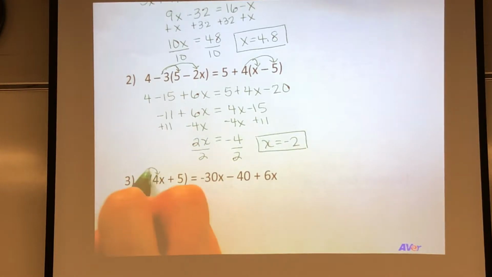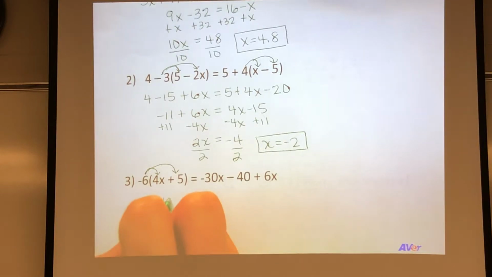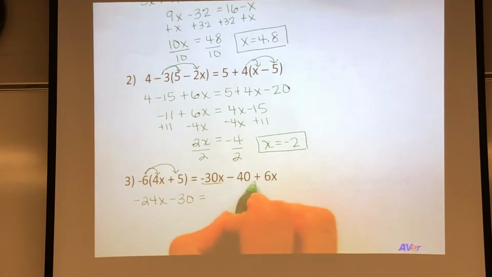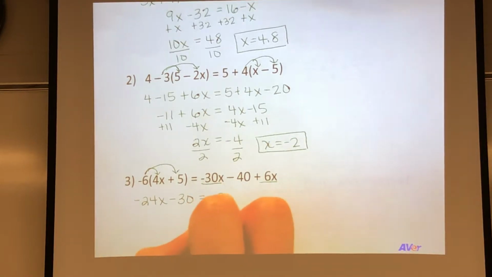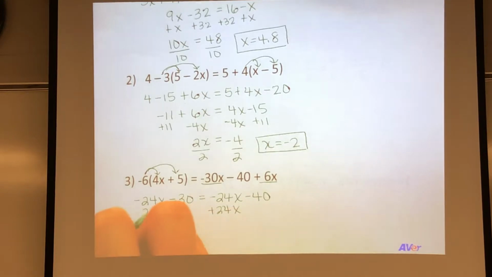So again, we'll start by distributing. We have negative 6 times 4x for negative 24x, and negative 6 times 5 equals negative 30. On this side, there's nothing to distribute, so we can go ahead and just combine like terms, our negative 30x and our 6x, to get negative 24x minus 40. Always want to get my variables together first, so I'm going to add 24x to both sides. When I do that, negative 24x and 24x equals 0. I can add 30 over here, or I can just leave it as negative 30 equals negative 40.